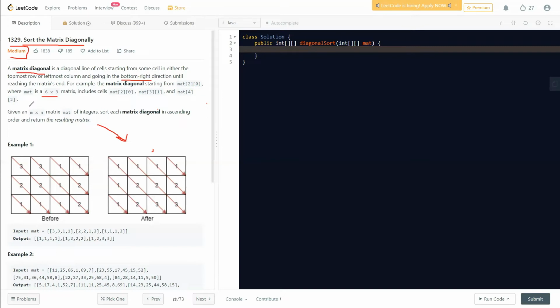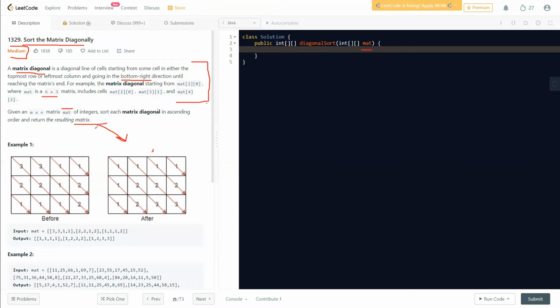Now that's the understanding of what a matrix diagonal is. Then it says, given an m cross n matrix mat, that's the mat given to us, we need to sort each diagonal in ascending order and return the resulting matrix. So we need to sort the diagonals of the matrix in ascending order.